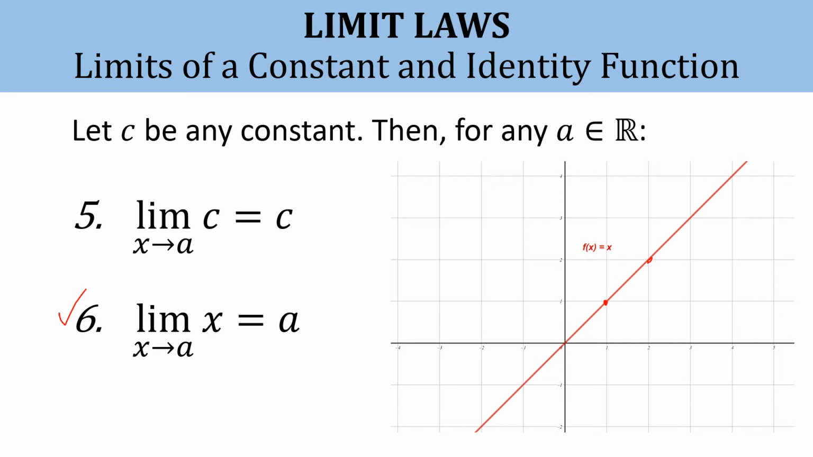It says here that when we find the limit of an identity function x as x approaches a, then the answer would always be a. Now let me give you an example. What is the limit of x as x approaches 3? As you can see here, 3 is here, x is equal to 3. What happens as we approach the value of x from the left and from the right?